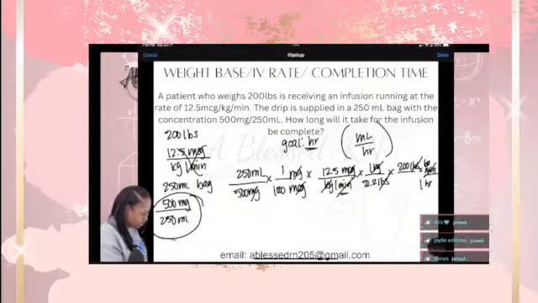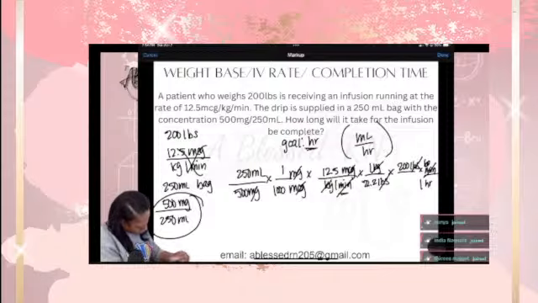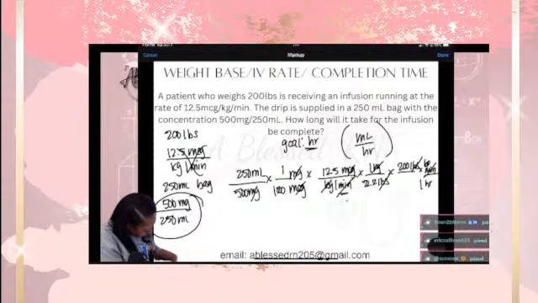So that's going to tell us that we need to have our medicine going at 34.09 milliliters an hour.